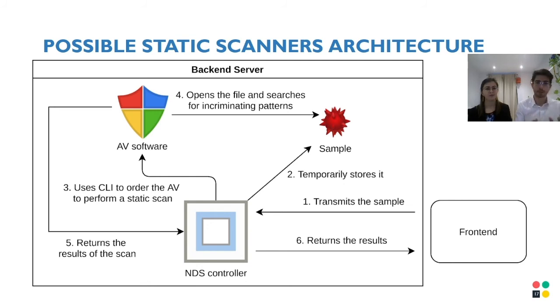You have your backend server with a program we're going to call the NDS controller, which simply gets the sample from the front end and then stores it somewhere and orchestrates all the different components. It calls the AV software to analyze the sample, runs a test, then gets the results from the AV and returns the results to the front end. This is pretty easy to put into place. You just have to create the NDS controller. You can scale it pretty easily. If you want to have 25 AVs installed on the same backend server, you can. If you want to split all of this infrastructure across several servers, you can as well. It's not a big problem.